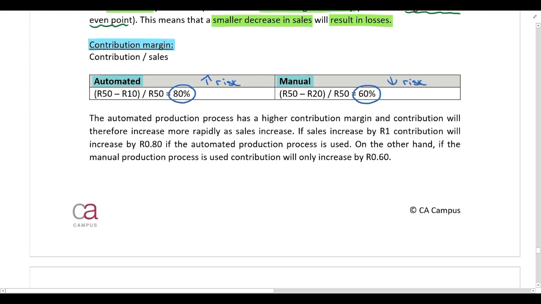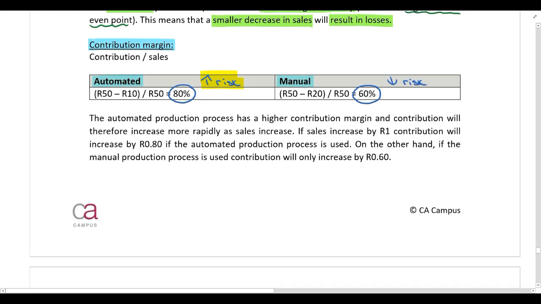Now I want you to remember the relationship between risk and return. The automated production process is more risky because when sales drop by R1, contribution will drop by 80 cents. On the other hand, if the manual production process is used, contribution will only drop by 60 cents. So if the automated production process is used and sales are decreasing, contribution will decrease by a greater extent.